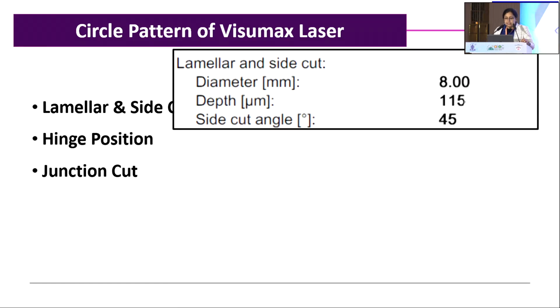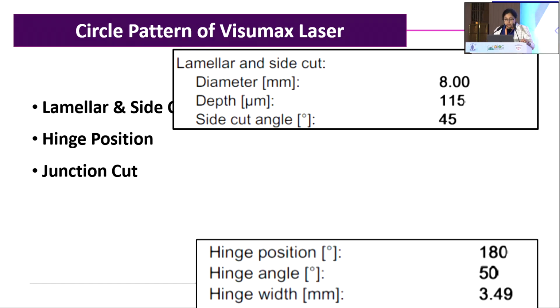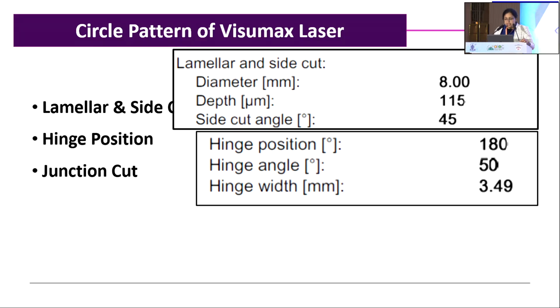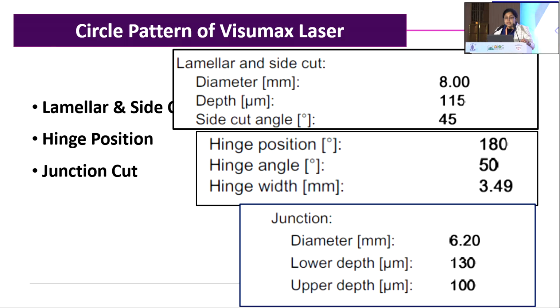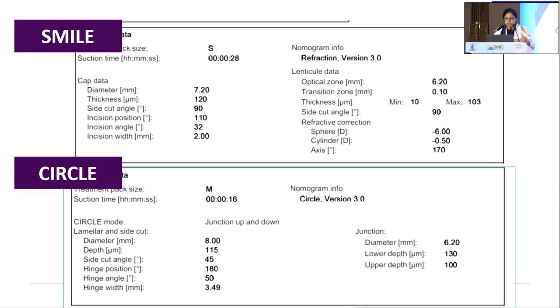So what are the parameters that you keep when you plan a circle pattern? The lamellar and side cut diameter is 8 mm, depth is 115 microns, side cut angle is 45. For the hinge position, we kept a nasal hinge. Junction cut: the diameter is the same as the original smile cap cut diameter. And the lower and the upper depth include an offset of 15 microns or so from the original cap depth so that any variation can be taken into account. So just to compare, the cap diameter was 7.2 initially, so your circle diameter has to be larger, so it's 8 mm. Thickness of the cap was 120, so ideally the circle depth should be 120 if you are retreating at the same time.